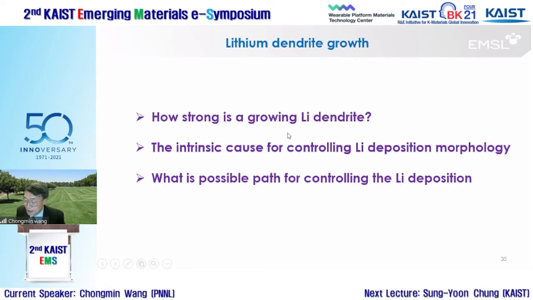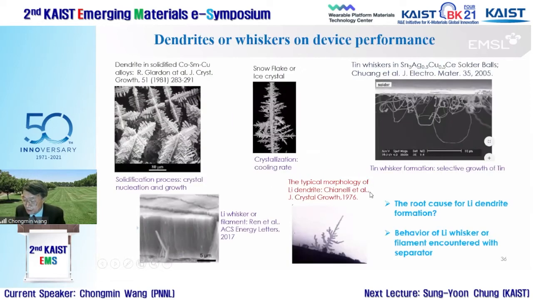And that's been a mystery for some time. What's the intrinsic cause for controlling lithium deposition morphology? You get different morphologies, particles or whiskers, and what's the intrinsic cause for that? From here, we can see what possible paths there are for controlling lithium deposition.